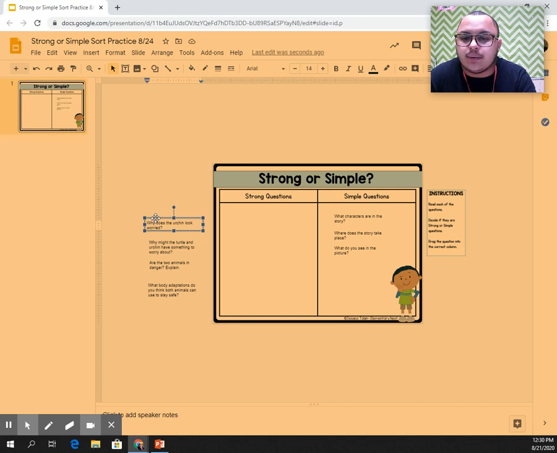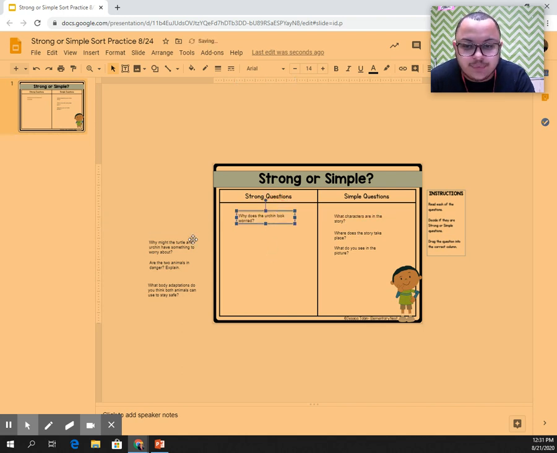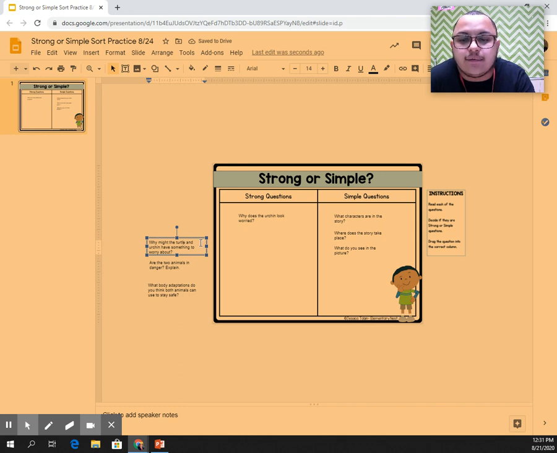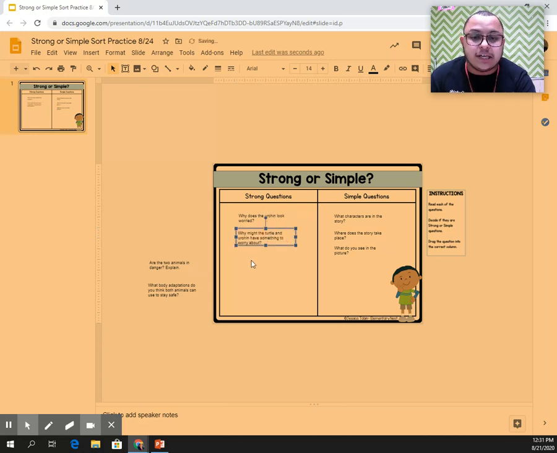Why does the urchin look worried? Well, first we need to figure out what an urchin is. This tells me that we're going to be reading something to figure out what an urchin is. So why does the urchin look worried? Well, we're going to have to read, and we're going to have to dig deeper into our story to figure out why the urchin is worried. So this is going to be a strong question. We have to use our reader brain and infer some of the things. Why might the turtle and the urchin have something to worry about? Well, again, we're going to have to infer and use what we already know to make an educated guess as to why the turtle and the urchin have something to worry about. So those two are going to be strong questions.